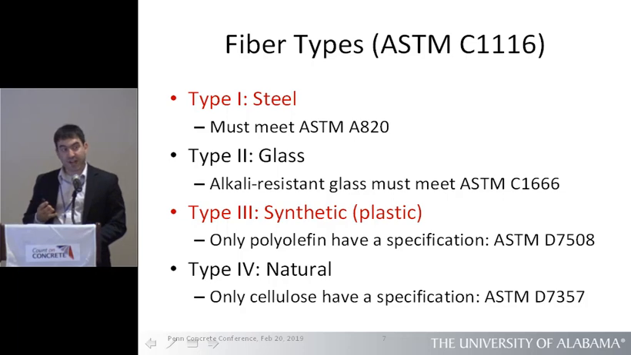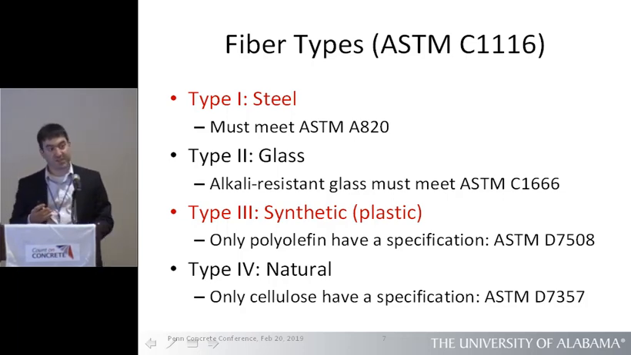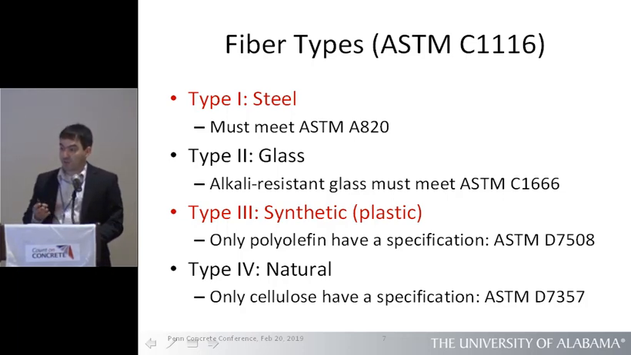There are 4 fiber types. They're actually specified by ASTM C1116. The 2 most common types are steel and synthetic, or plastic. Glass fibers have been used in Illinois. I'm aware of several projects. One of the interesting things with glass is sometimes it does not arrive as individual fibers. There's actually a machine that, as it discharges into the concrete truck, chops a strand of fiberglass. There are also natural fibers, which are not as common.